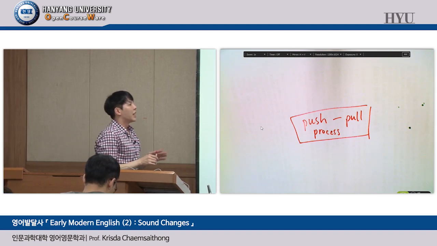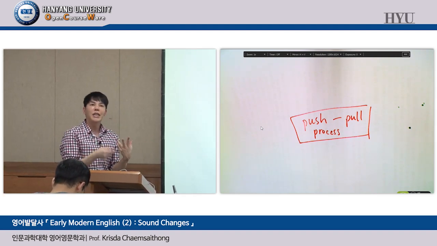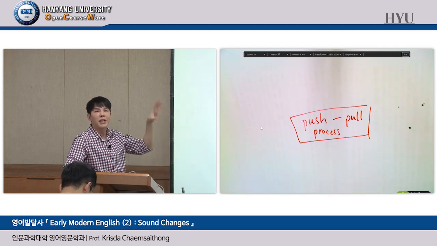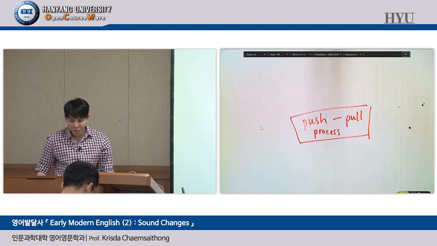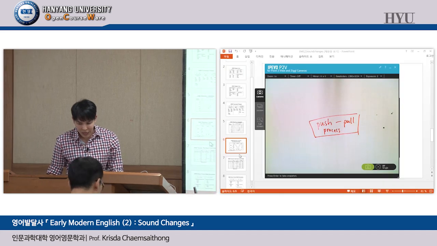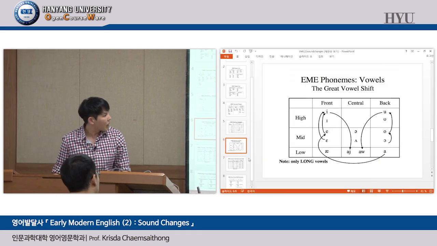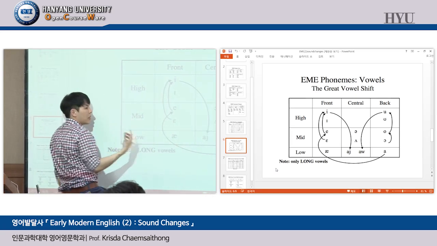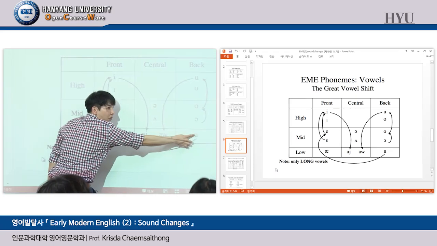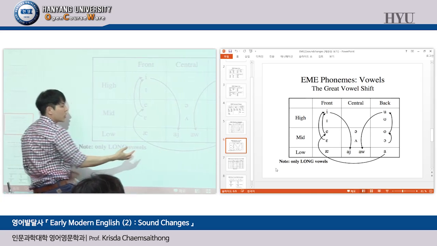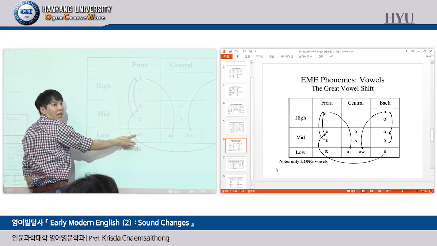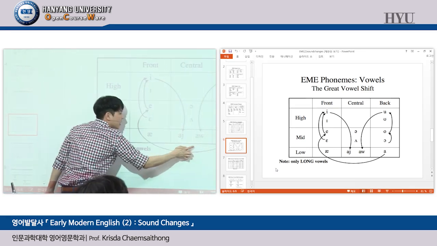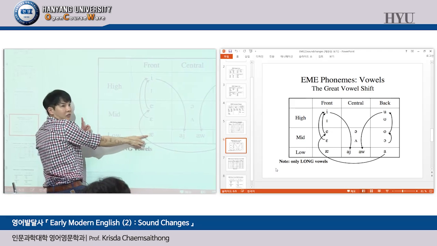So push or pull, there are two theories about why these vowels change. One is the push theory, and the other one is the pull theory, right? So the push theory is something like this. People start changing the pronunciation of A first, so that it became eh, A and eh very close to each other. So A became eh in the first step, right?